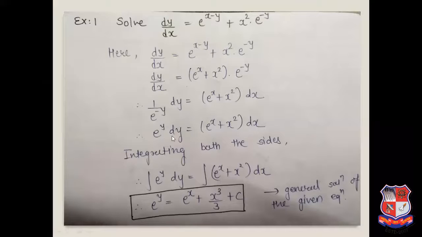Here we have separated both the variables. So now integrate both sides and get the general solution. Integration of e raised to y dy equals integration of (e raised to x plus x square) dx. Integration of e raised to y is e raised to y. Integration of e raised to x is e raised to x, plus integration of x square is x cubed by 3, plus c, which is our general solution.